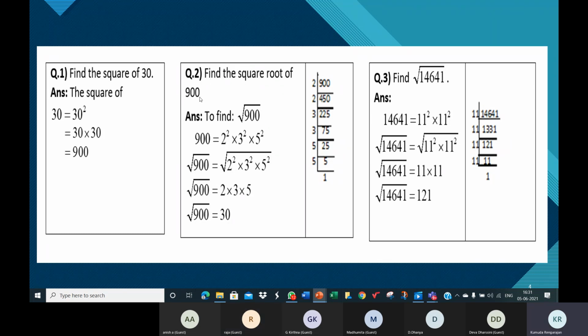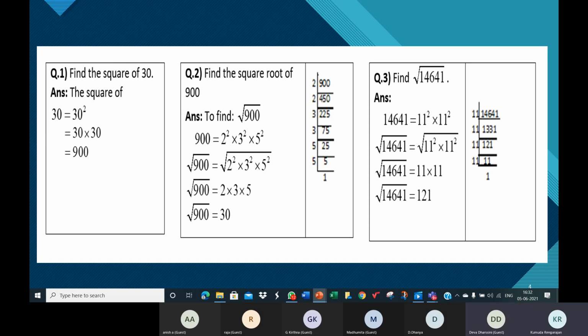So find the square root of 900. You need to find that number which when multiplied by itself will give you 900 as the answer. And you know that that answer is 30, but how do you find it? See, the square of 30 is 900. The square root of 900 is 30. You can use the first question to understand the meaning. The square of 30 is 900. The square root of 900 is 30. Do we understand that?